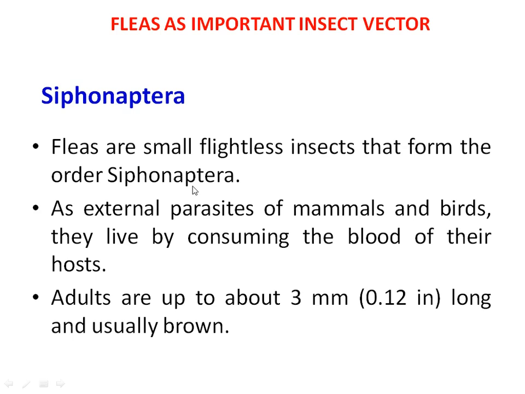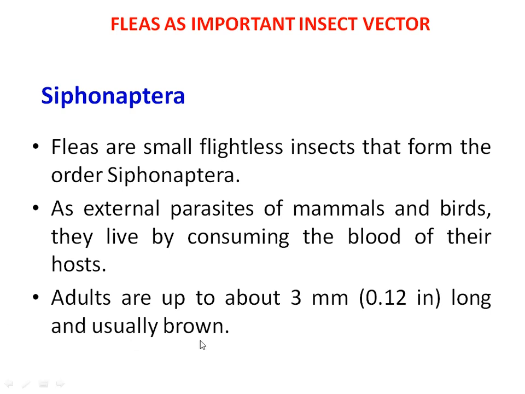They are external parasites of mammals and birds; usually they live as external parasites. That means they live on the body of other organisms, here the mammals and the birds. So they take food and shelter on the body surface of mammals and birds, by sucking the blood of the host.